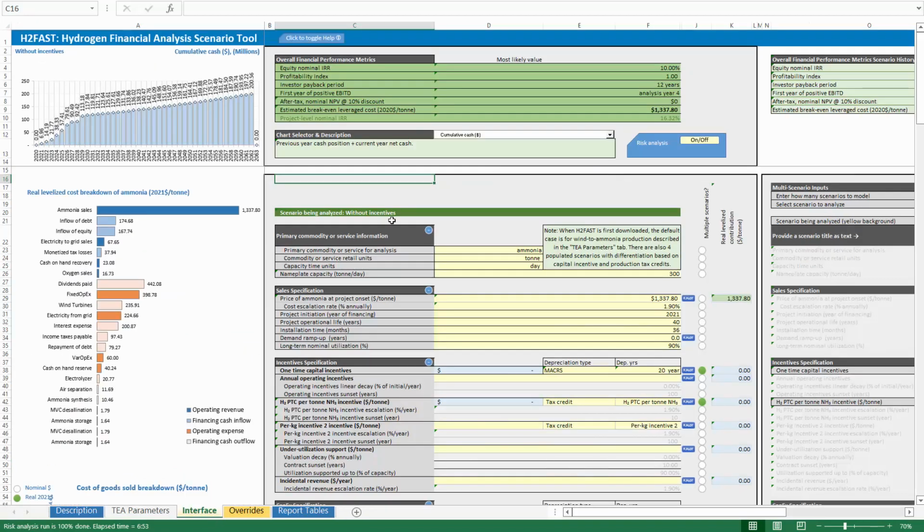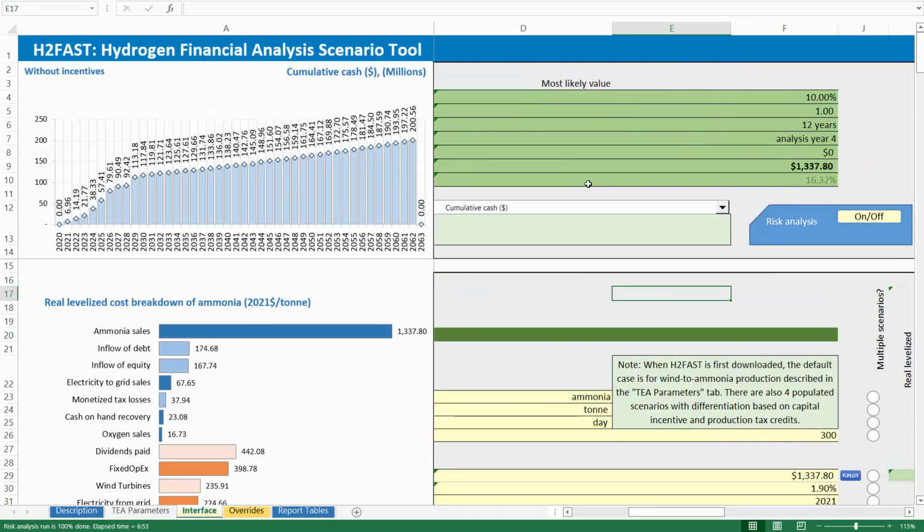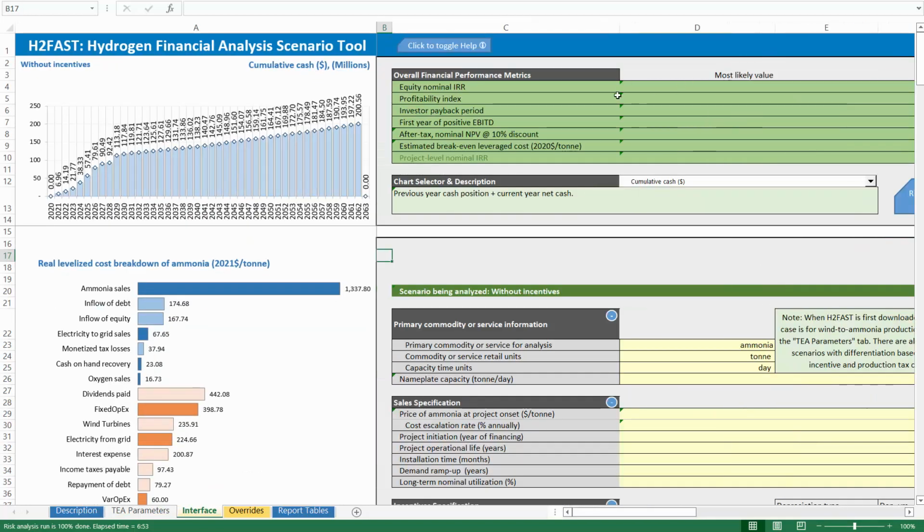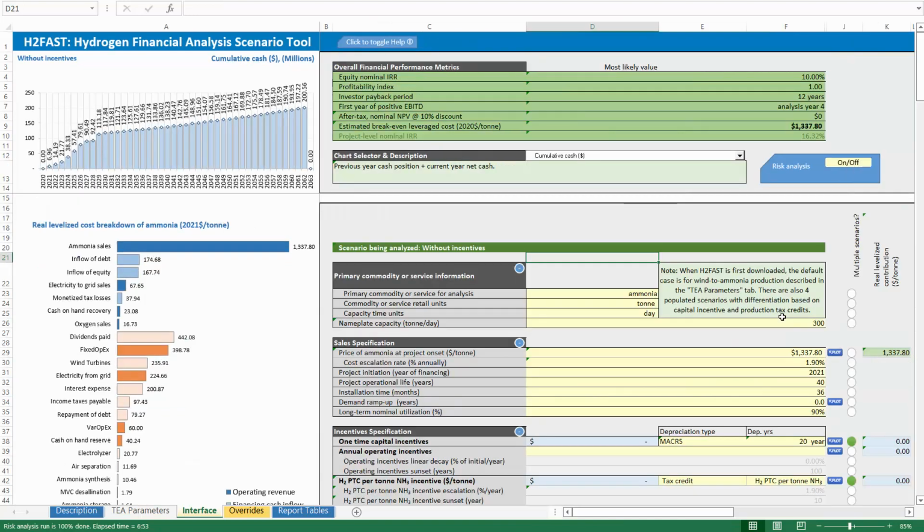So if we look at the interface tab, we'll notice that the first section is fairly different from other hydrogen production. Instead of having hydrogen as the primary commodity, we can see that ammonia is being provided as the primary commodity. Depending on different types of hubs or different projects, this can be changed to whatever is necessary to suit your application, as well as the units of the primary commodity.